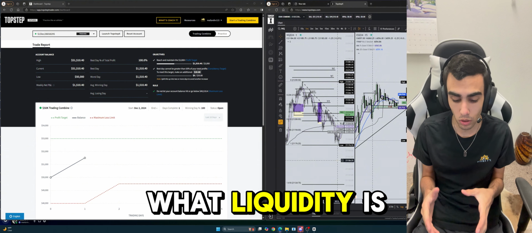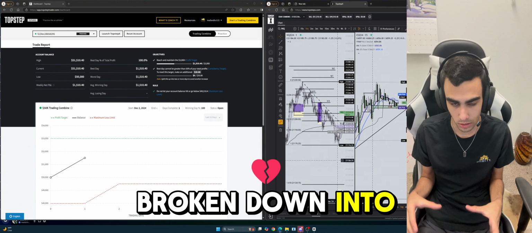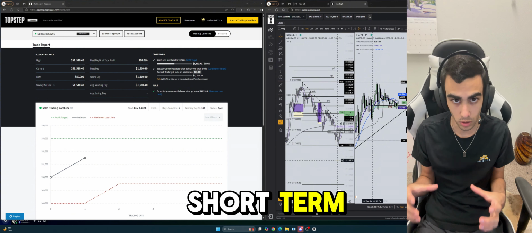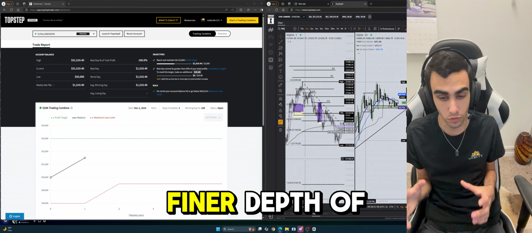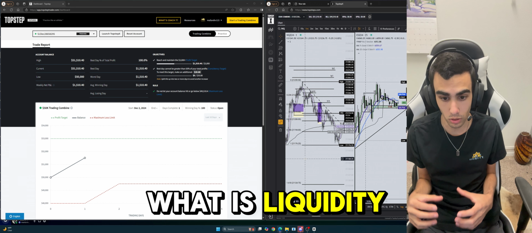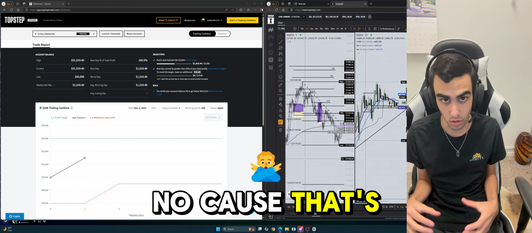So that's basically what liquidity is broken down into, short term. It's just, like I said, an area where there's resting buyers and sellers, or stop losses and take profits, right? So like this trade today, this area got hit for a take profit. Almost every long trader that was long on this went short. So that's an example of liquidity. Am I gonna chart it out for you guys and explain in finer depth what liquidity is in this video? No, because that's going to be part two.